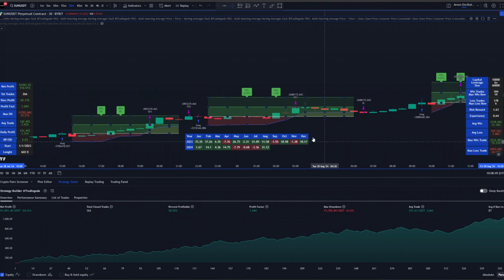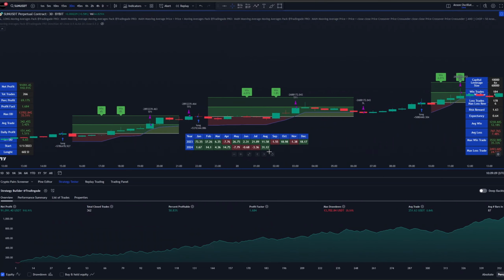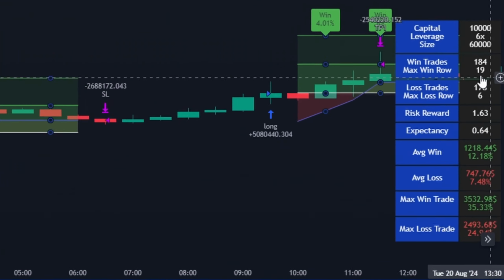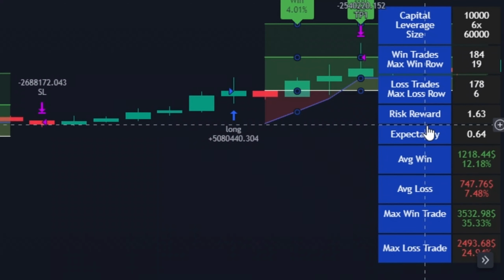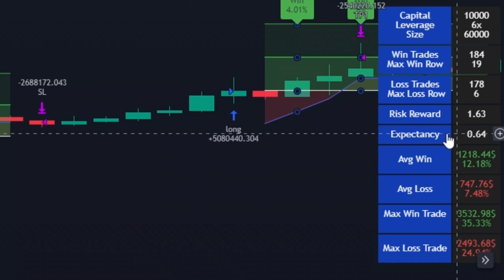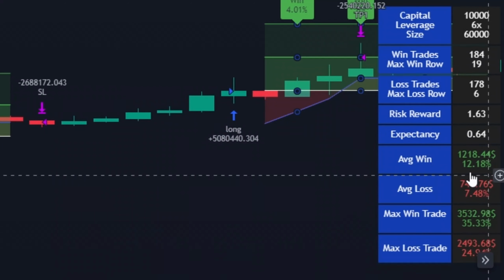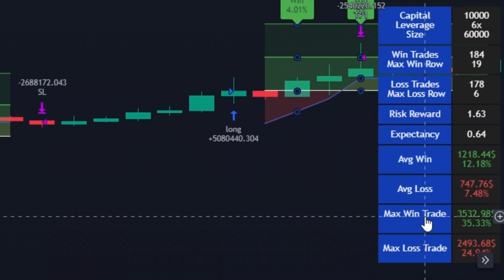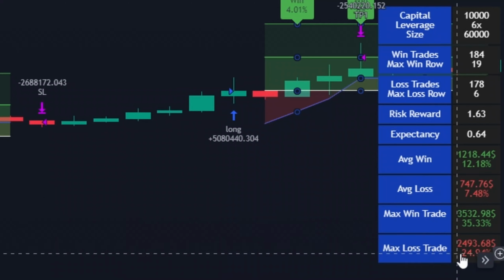As you can see here from the monthly table, we have just 5 or 6 losing months, but overall we have a really good distribution. Max win row 19 and max loss row 6. What an amazing ratio, guys. Risk reward 1.63, expectancy 0.64. Another amazing value. Average win 12%, average loss 7%. Max win rate based on initial capital 35% and max loss rate 24%.